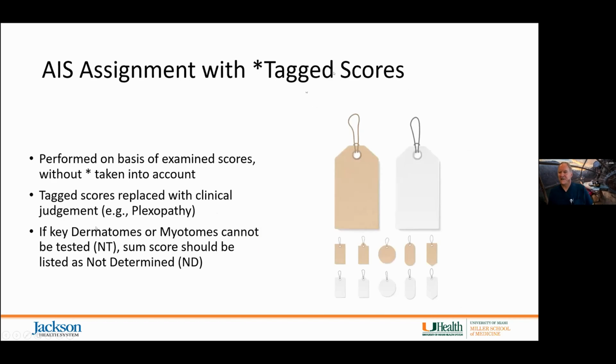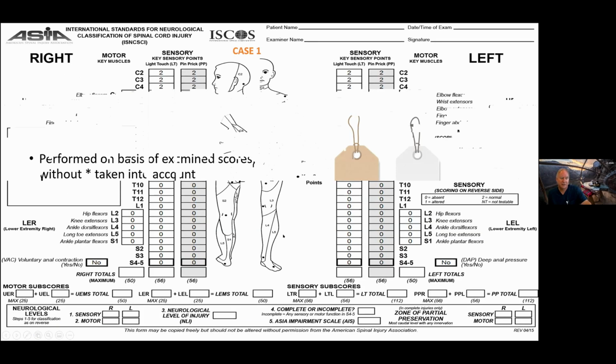So again, when do you tag your scores? This is when you take into account something other... we used to just use clinical judgment. Now we're actually reporting out the scores, but we're indicating that those scores are probably abnormal because of some other component, so again, a plexopathy, a peripheral mononeuropathy, something like that. So we will be scoring those.